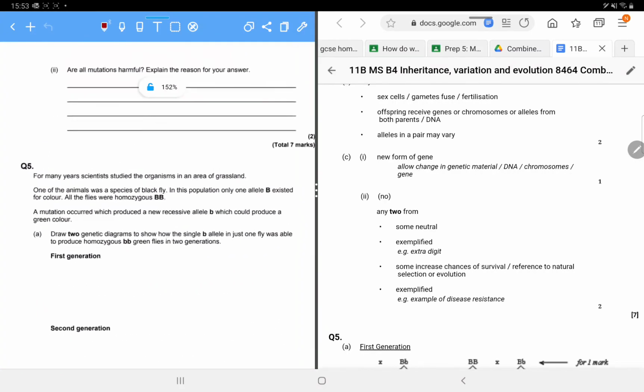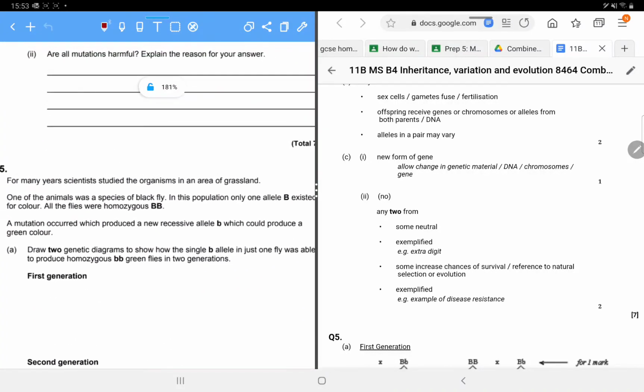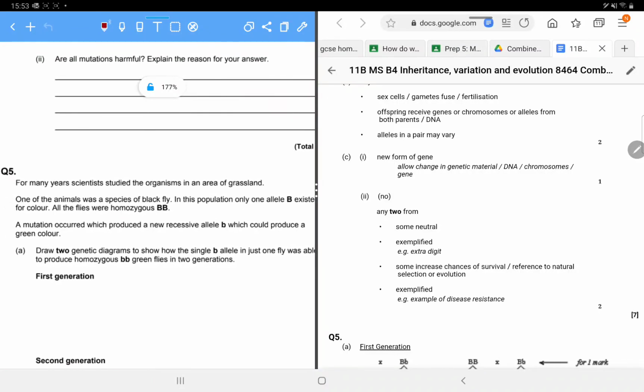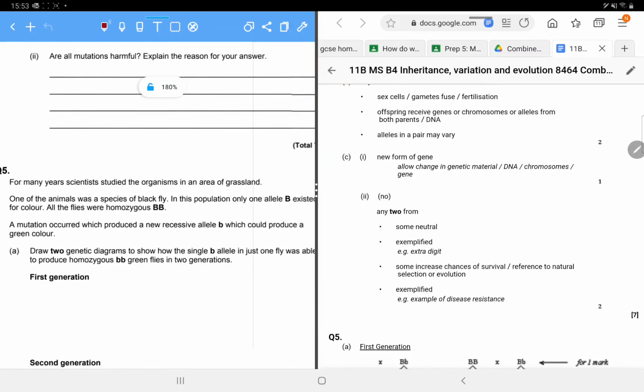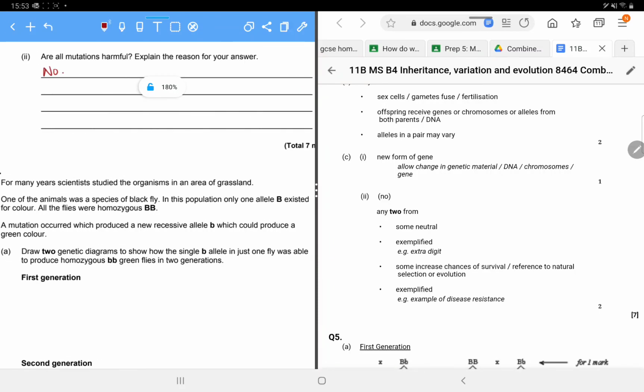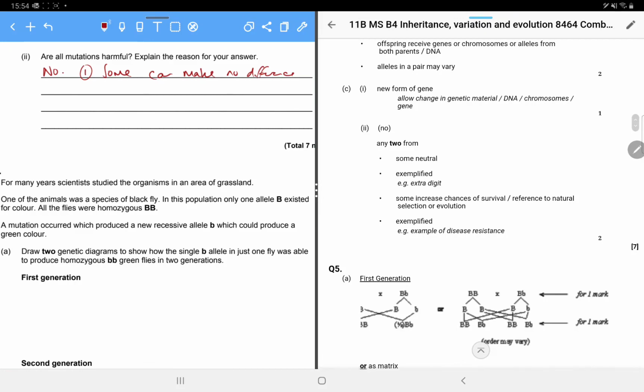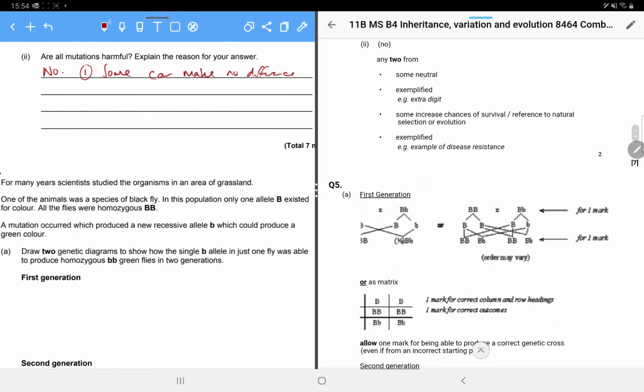All mutations are harmful. Are all mutations harmful? Explain the reason for your answer. Well, the answer is no. And the reason for this is, one, some can make no difference. On the right hand side here, we can see that the word they use is neutral. So they are neither good nor bad.